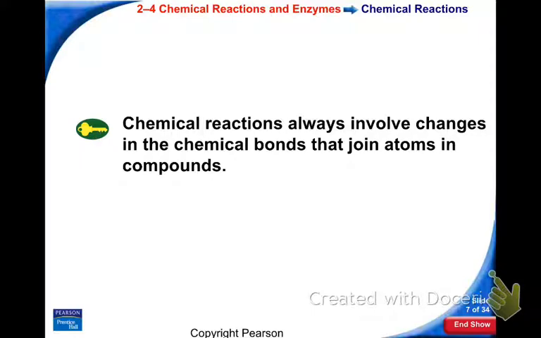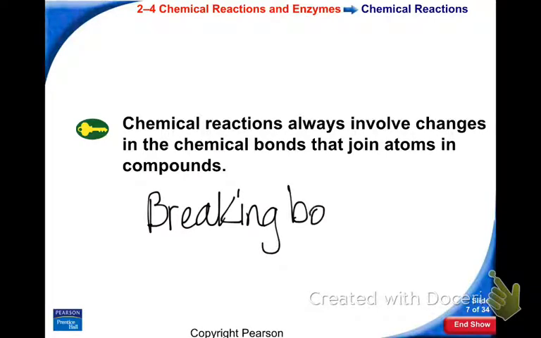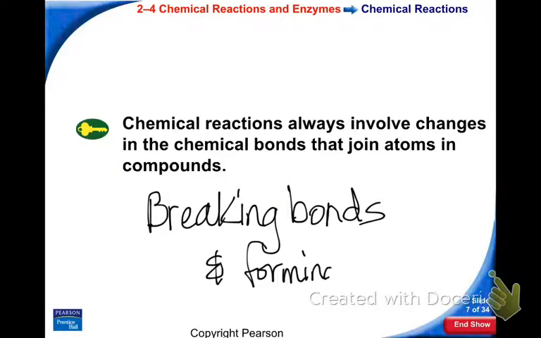So chemical reactions always involve changes in the chemical bonds that join atoms and compounds. And we're going to be breaking and reforming chemical bonds all the time. So we're going to be breaking bonds and forming new bonds. And those are our chemical reactions. Breaking bonds and forming new bonds. So remember, if I go too fast in this, you can, of course, pause it, go back and write down everything that I'm writing down, or listen to my explanations or my ramblings again.